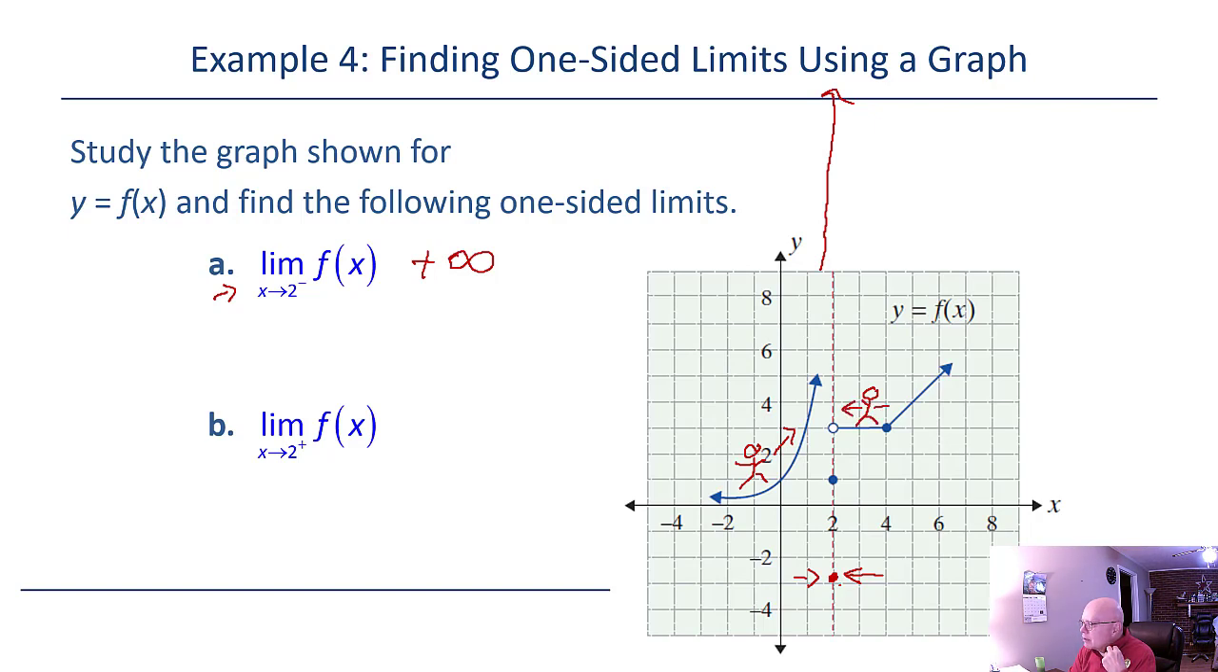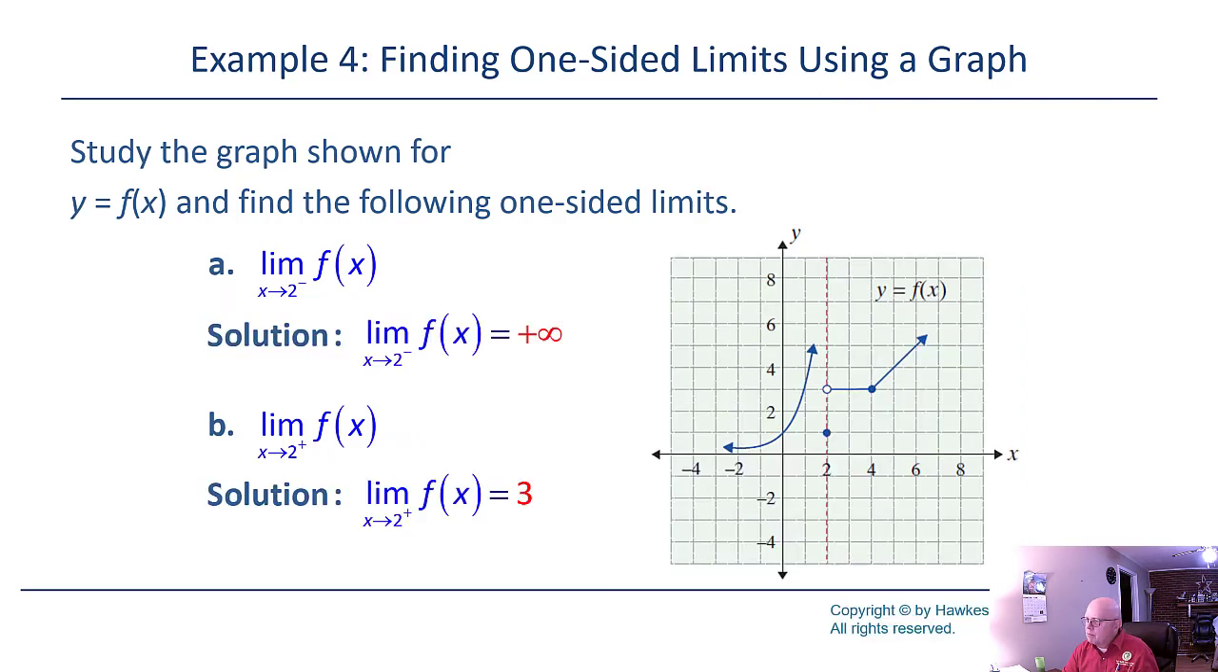You're sneaking up on 2, but you're not allowed to touch 2. What's happening to the y values? Well, the y values are all the same. They're all 3s. So here y is 3, here y is 3, here y is 3. Even when you get very, very, very close, y is still a 3. Easy answer. Positive infinity, 3.